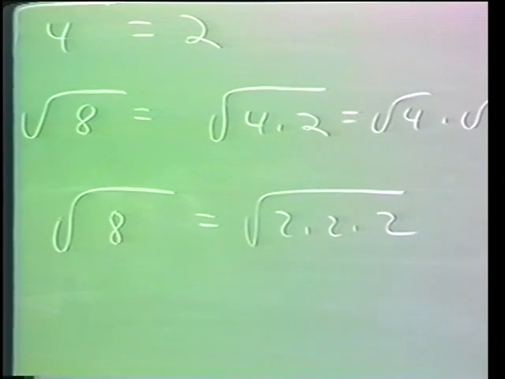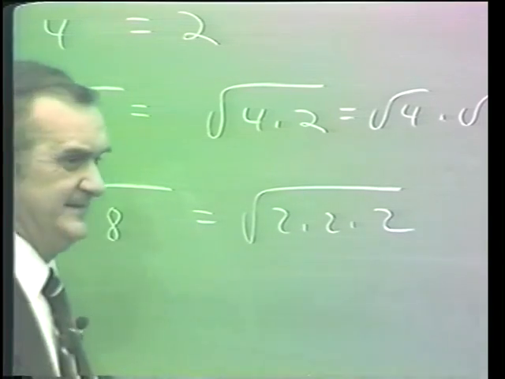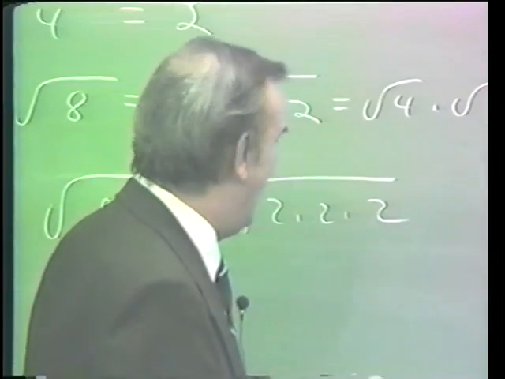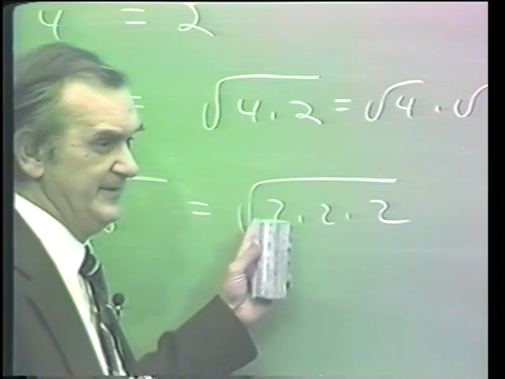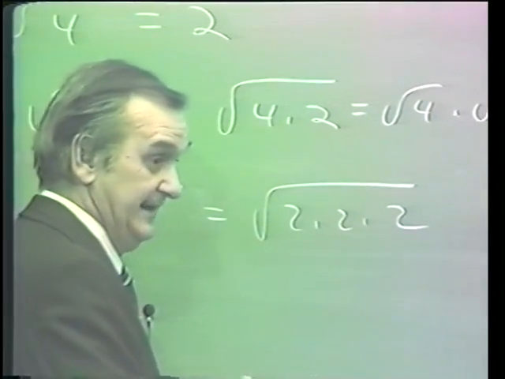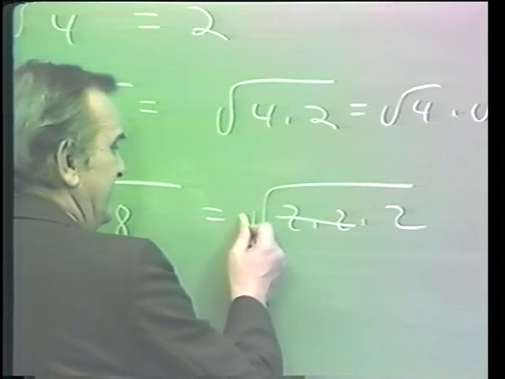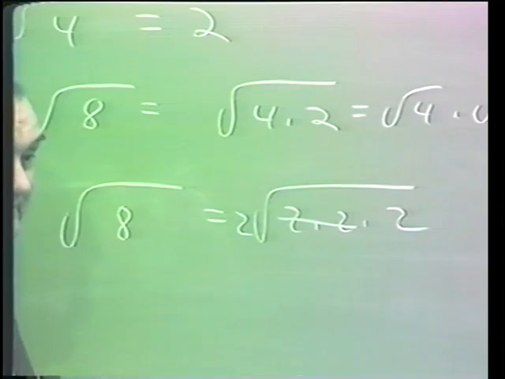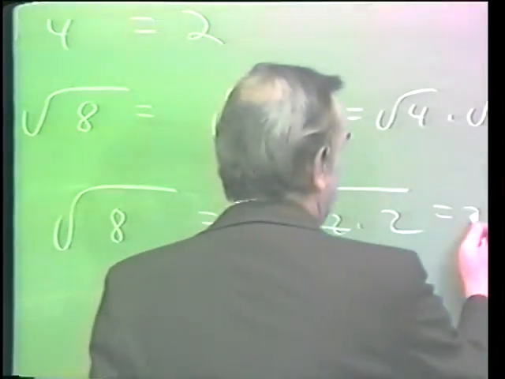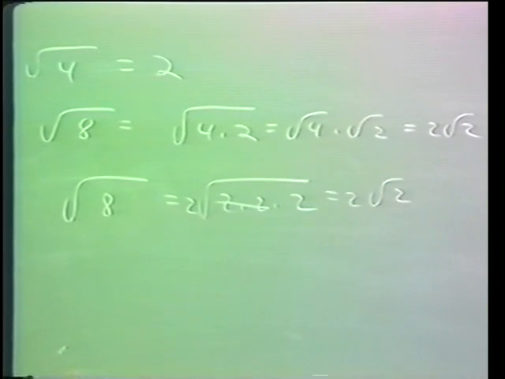We now take a look at our index. What is the index for this particular problem? 2. What that is telling us is that for every 2 factors that are identical in the radicand, we can cross them out and bring one outside. For every 2 that are the same underneath the radical, we can cross them out and bring one out. So we have 2 square roots of 2.